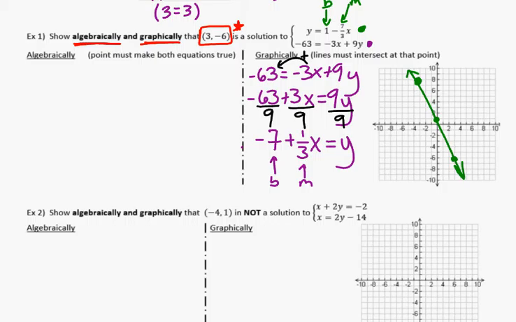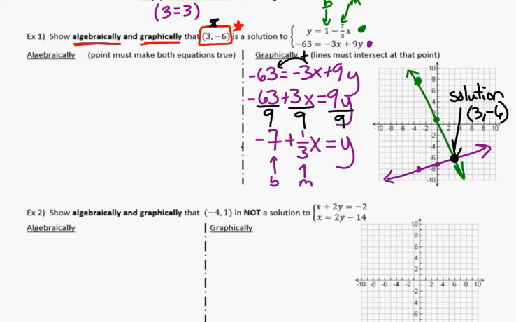So I'm going to begin at negative 7, go up 1 over 3. That's looking pretty good right there. Down 1, left 3 would be there, and connect the dots. And remember, if I'm looking at it graphically, the solution is where my lines intersect. I can see right here they intersect at that nice point, and that nice point is 3 comma negative 6, which is what I was trying to find back up here. So I've shown it graphically. That point is on both of those lines, the green line and the purple line.